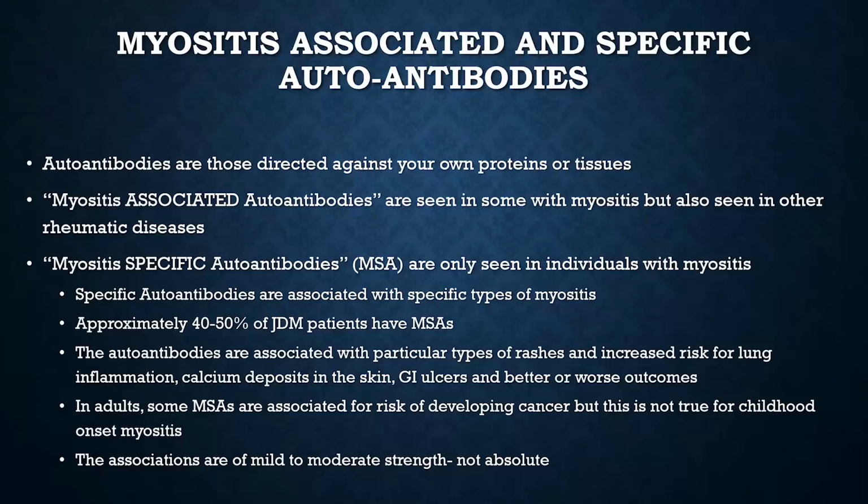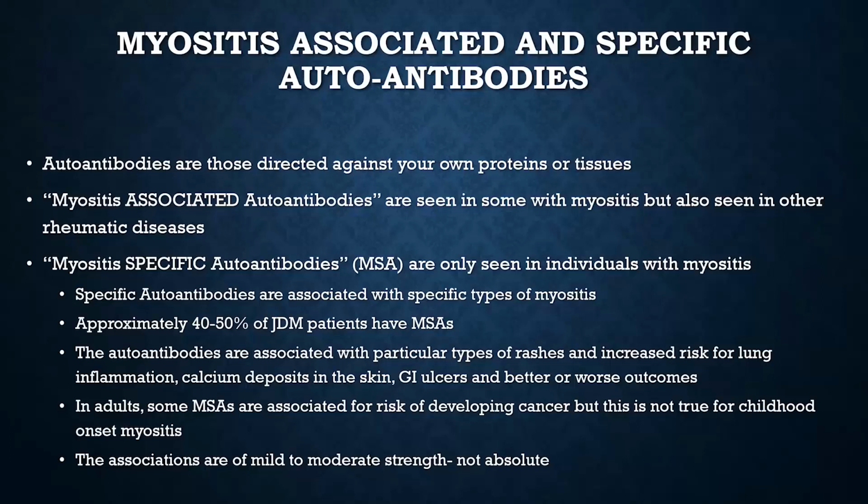So the big distinction between myositis-specific antibodies in children and adults is that some of the same myositis-specific autoantibodies seen in children are seen in adults, and some of those are associated with the increased risk for developing cancer in adults, but it's not the case for children.